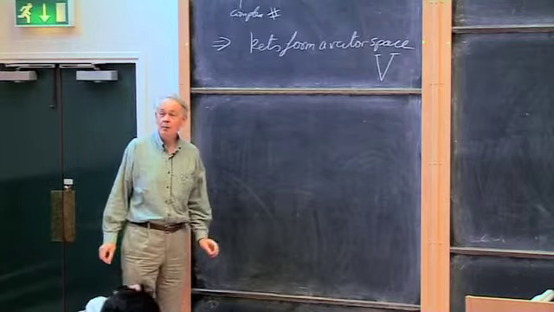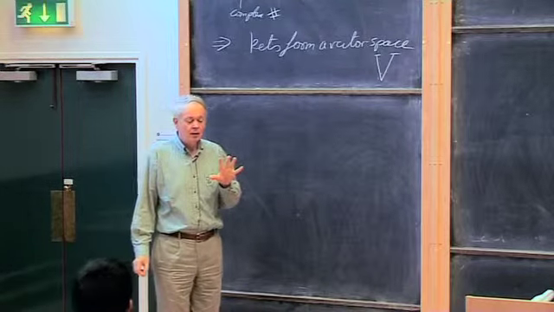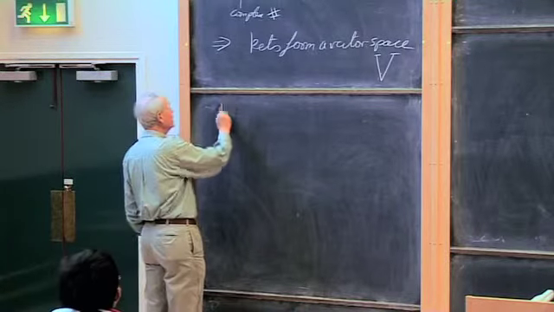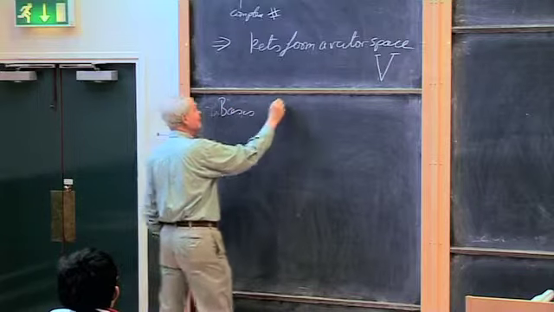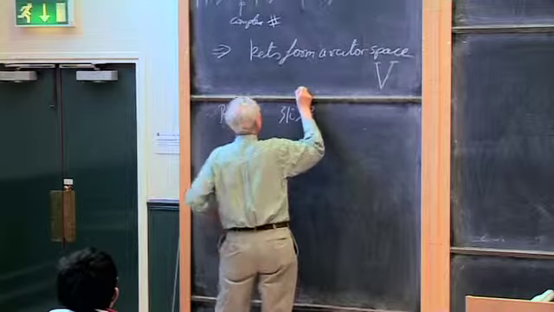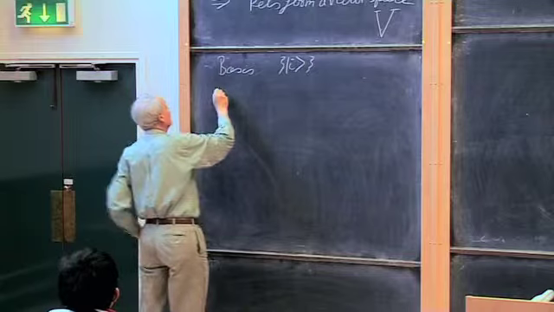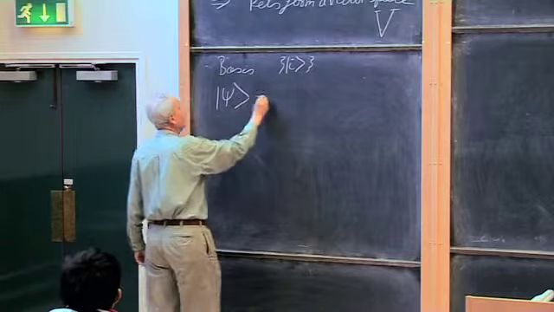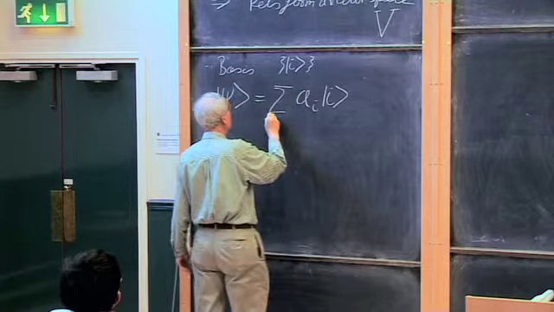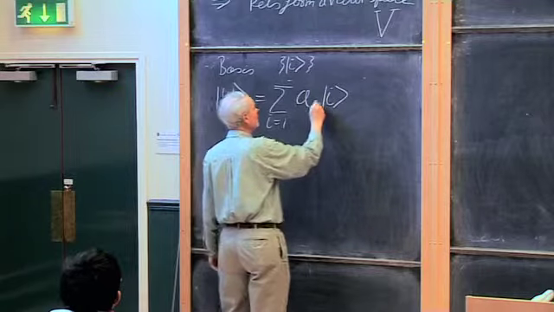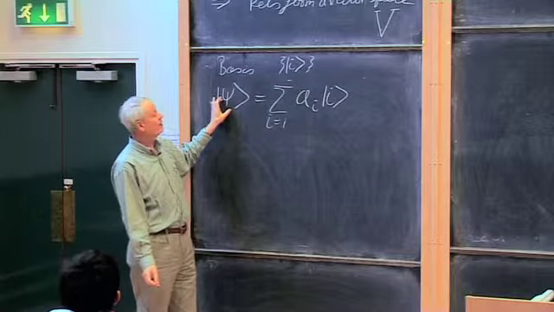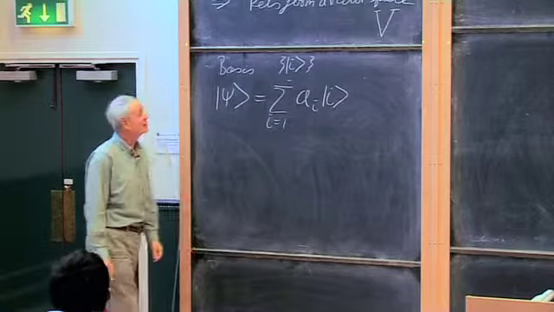In those lectures, I hope you've met the idea of a basis, a set of basis kets. What is a set of basis kets? It's a set of objects like this, such that any ket, for example the dynamical state of our system, can be written as a linear combination of these kets, right?